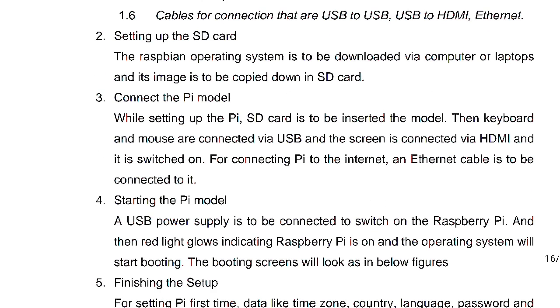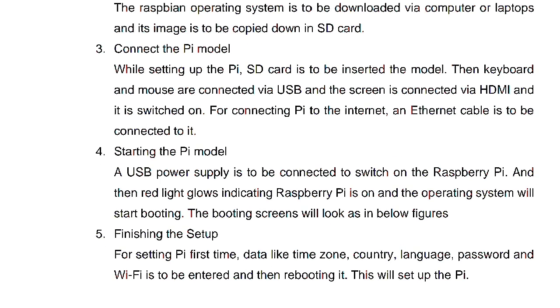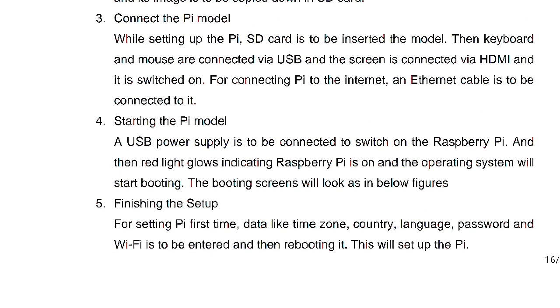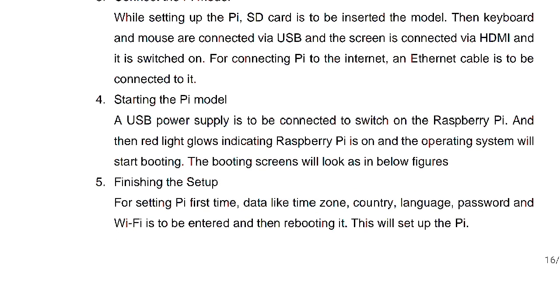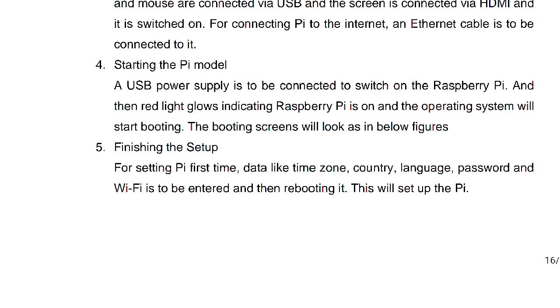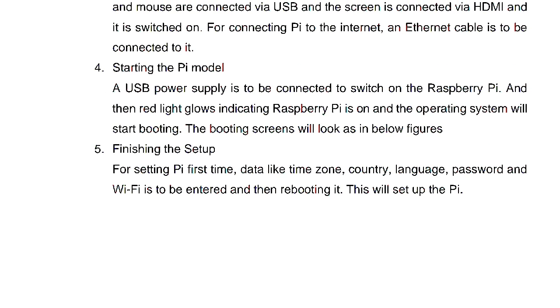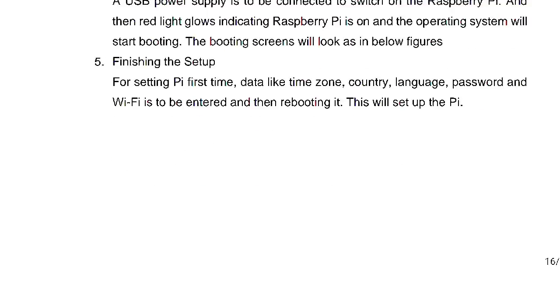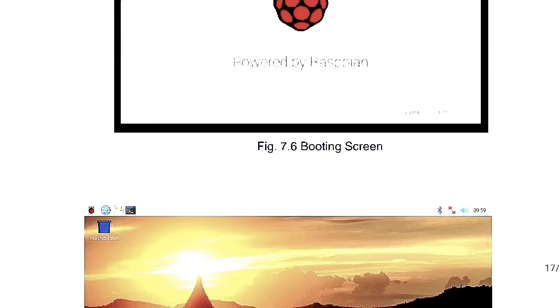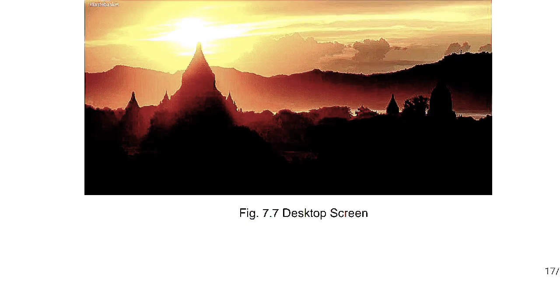We downloaded the Raspbian operating system, and its image is copied onto the SD card. This SD card is then inserted into the Pi model, and the keyboard and mouse are connected via USB. The screen is connected via HDMI and then switched on. For connecting the Pi to the internet, an Ethernet cable is used. Further, when the Raspberry Pi is set up, a booting screen will come, followed by a desktop screen.